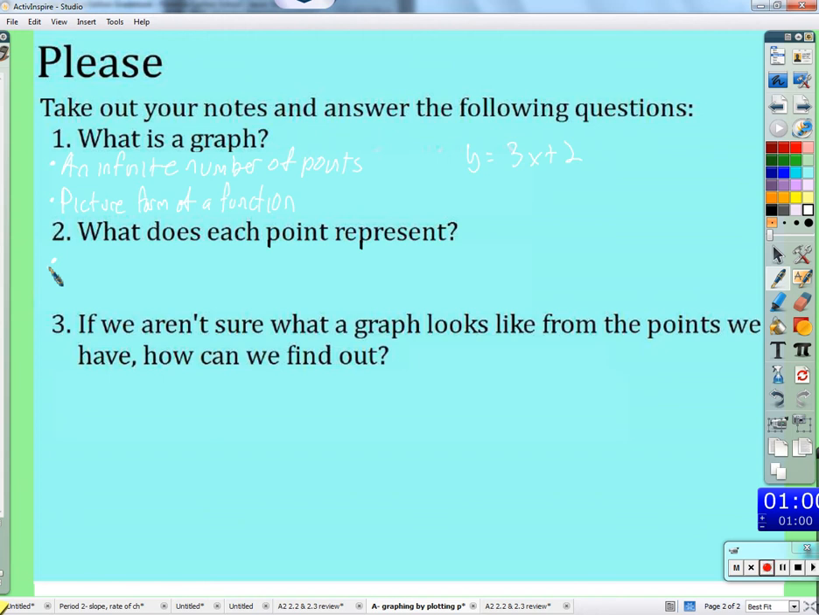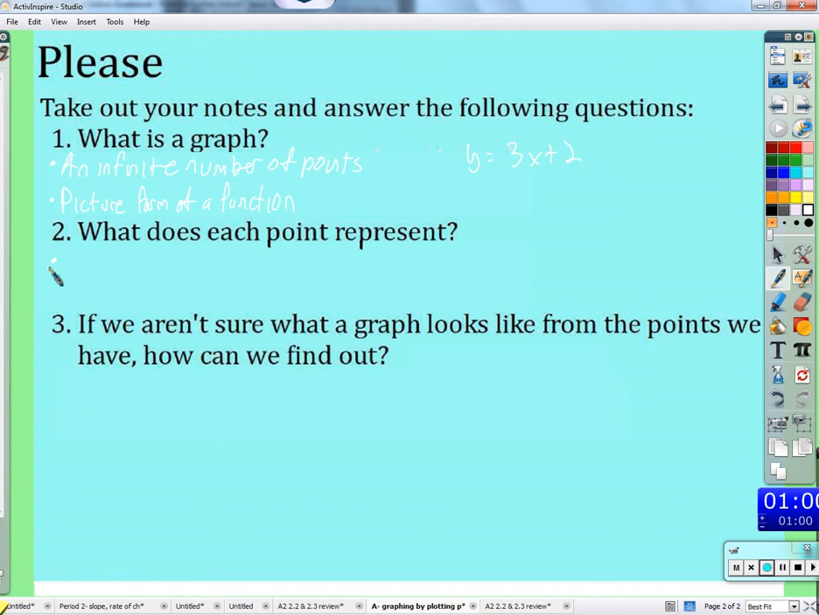So then, if we're talking about perfect mathematical functions, what exactly does each point represent? Remember what we just said a function was. Does it represent an output? An output, and also how did we get that output? The input. Yes, we input something, we get something out, it becomes a point. The point becomes a representation of the input, comma, output.